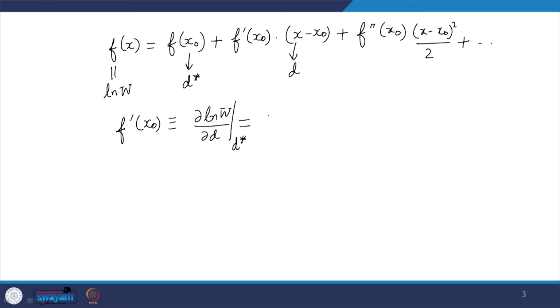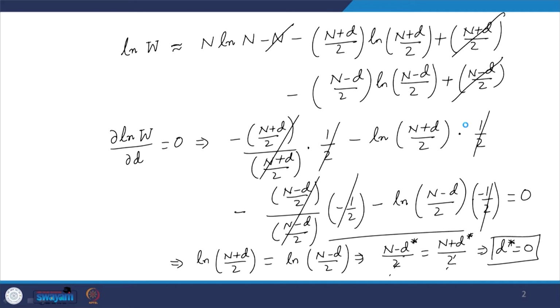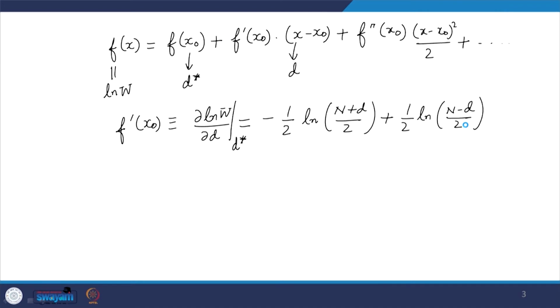So, you have minus 1 by 2 ln n plus d by 2 plus 1 by 2 ln n minus d by 2. That is what we have found in the previous example, and this is equal to 0, clearly because that is the condition we used for the extremum anyway, right. So, what is of more interest is to find the second derivative.